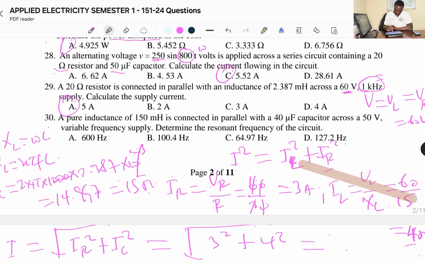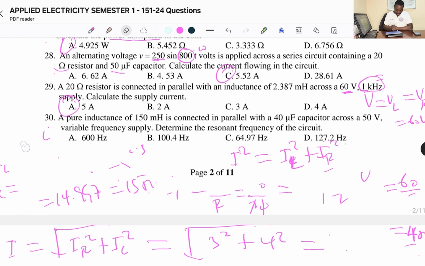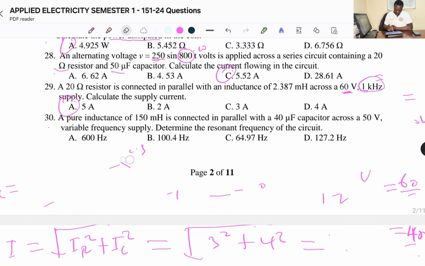Let's look at the last question, question 30. A pure inductance of 150 millihenries is connected in parallel with a 40 microfarad capacitor across a 50 volt variable frequency supply. Determine the resonance of the circuit.